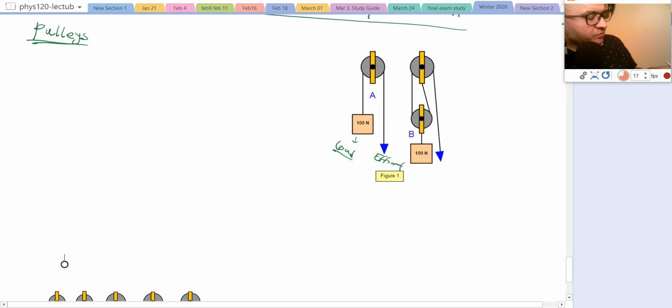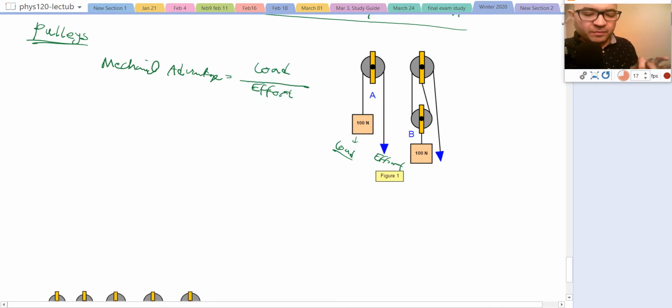The same description for pulleys, we can say mechanical advantage is equal to load over effort. Remember, 100 Newton is equal to about 10 kilogram, kind of very similar to that.